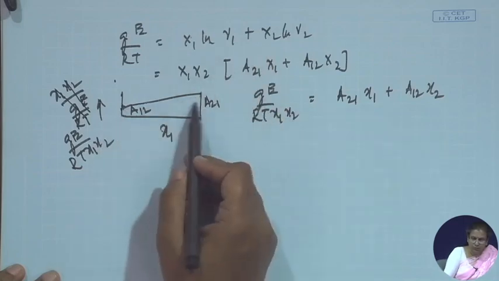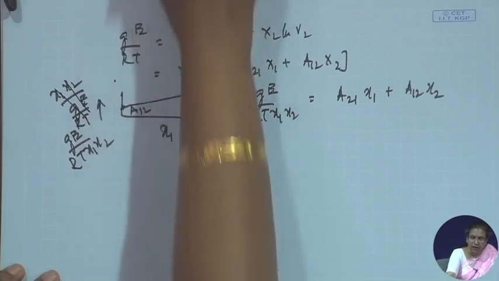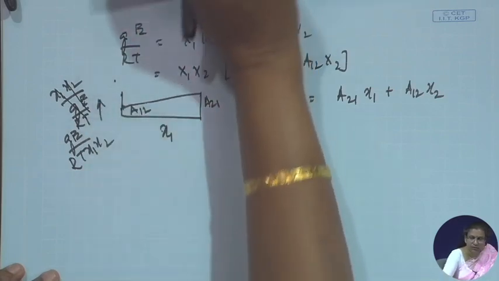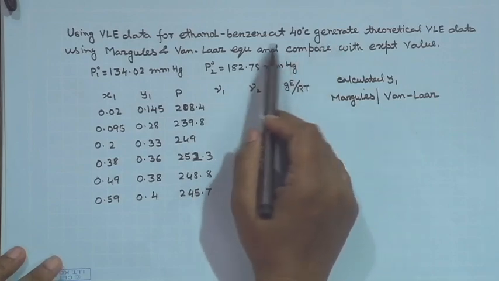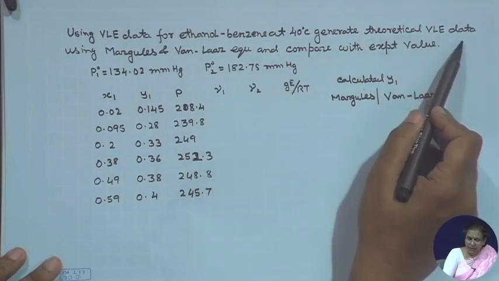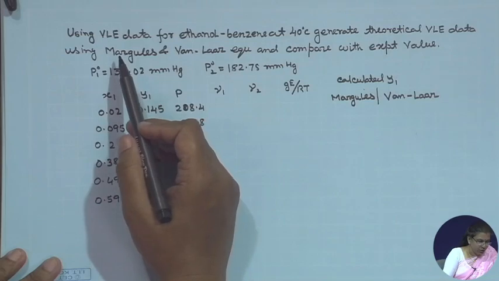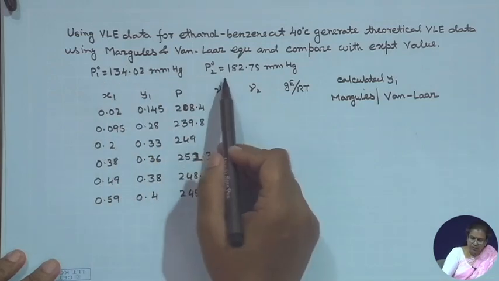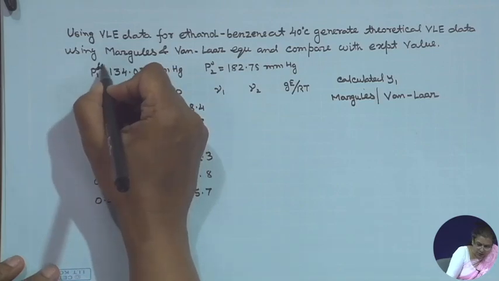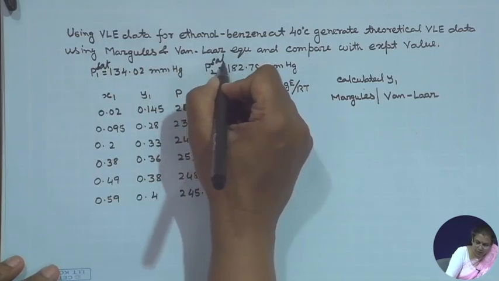We will be doing a problem shortly, and I can show you the problem in this particular case. It is an ethanol benzene problem at 40 degrees centigrade. You are required to generate theoretical VLE data. Say, for example, you are required to use the 3 suffix Margules equation. You know P1 saturated, you know P2 saturated.